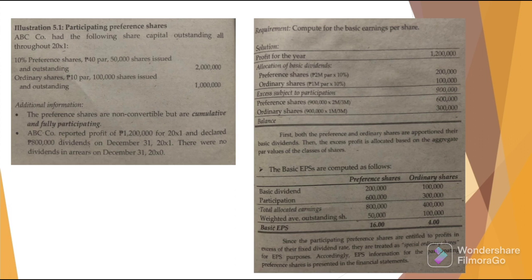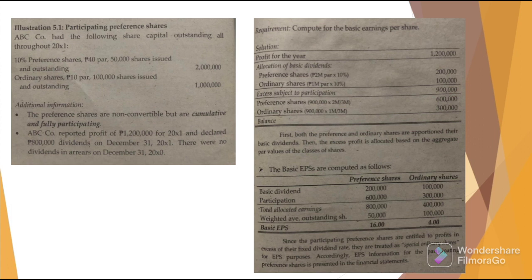So, yung preference shares and ordinary shares, kailangan magtali siya doon sa excess subject to participation kasi nga, hahatiin natin yung participation doon sa dalawang shares. So, balance is 0. Ngayon, nakuha na natin yung basic dividends and participation. Computein naman natin yung basic earnings per share ng participating preference shares.